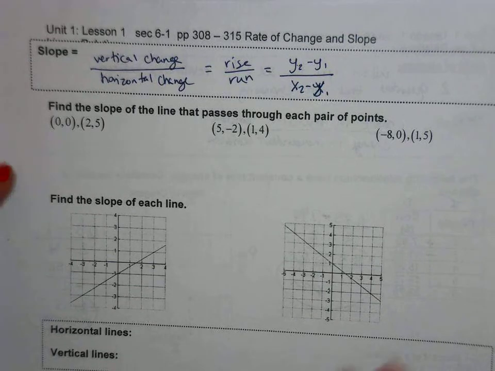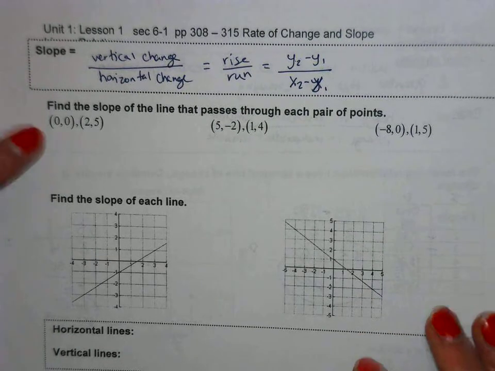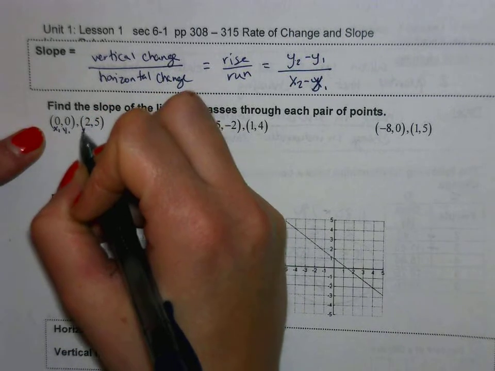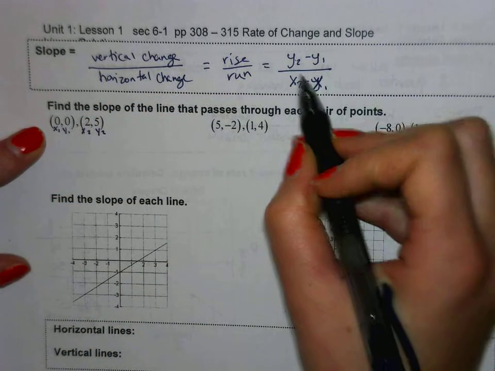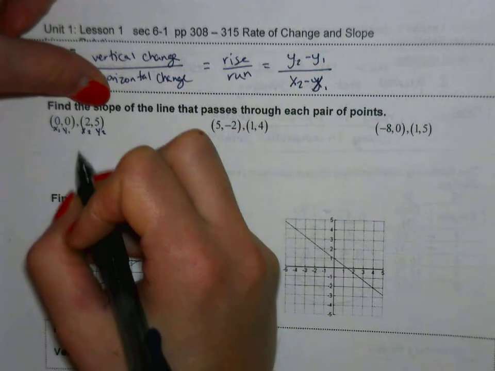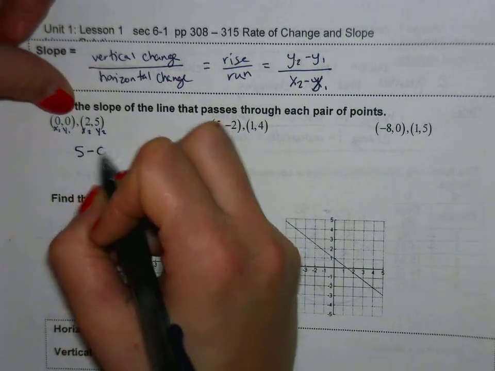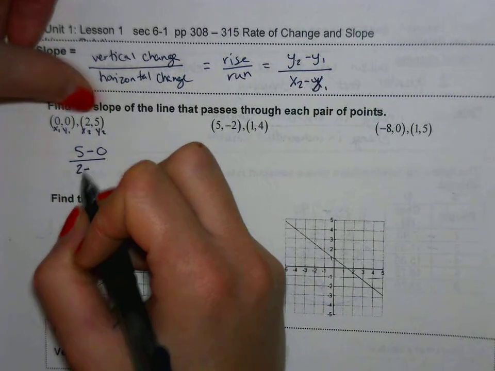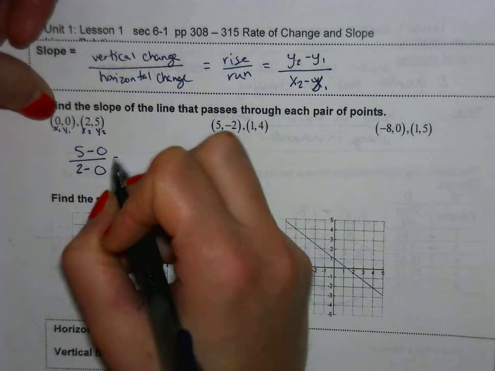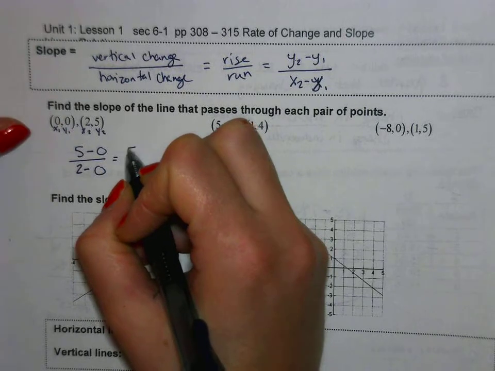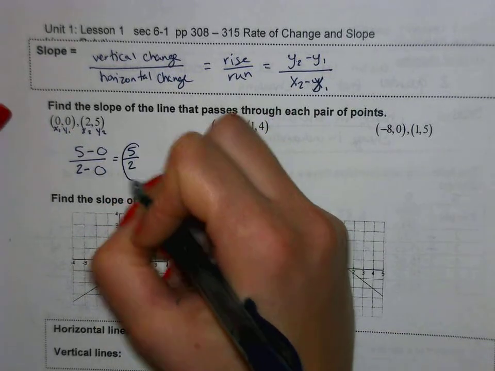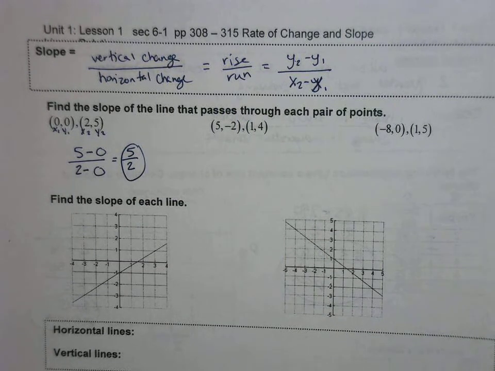So let's find the slope passing through each of these points. If I take a look here, now this is my x1, y1, x2, y2. My y2 is 5, and I have to subtract it from my y1, which is 0. My x2 is 2, I'm taking that away from my x1, which is 0. So 5 minus 0 is 5, divided by 2. So I have a slope of 5 over 2, because I can't reduce that any further.